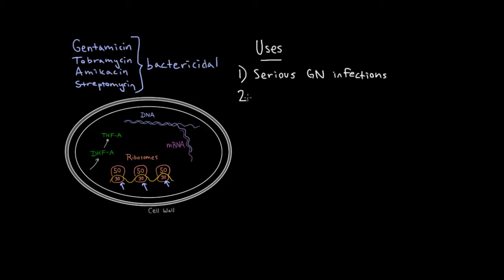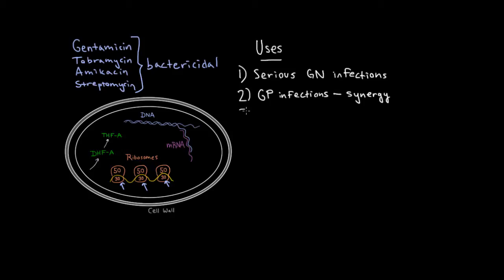Now they're actually also used for gram-positive infections, but in those cases they're given for what we call synergy. So they're always given with another drug there, and they're given at a slightly lower dose, and the idea is that they help the other drug kill the bacteria. So an example of that is you might see gentamicin given with ampicillin.